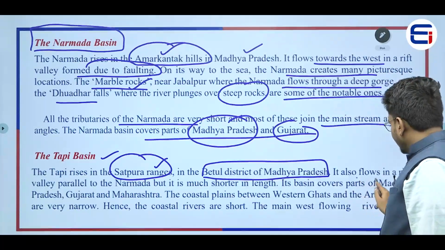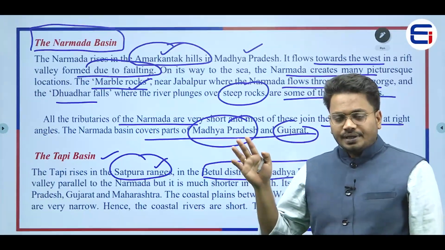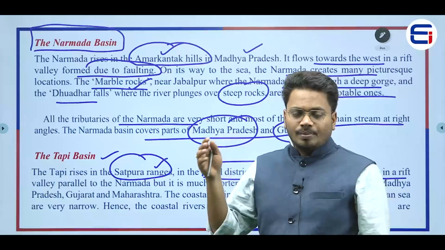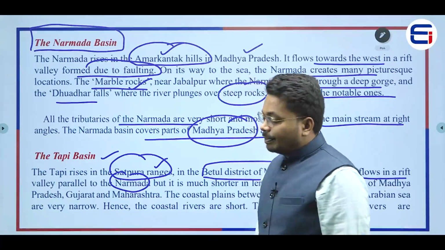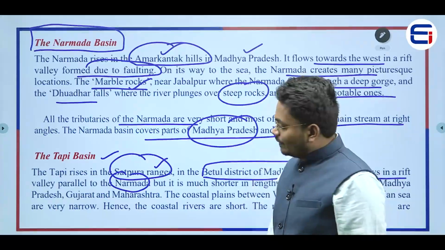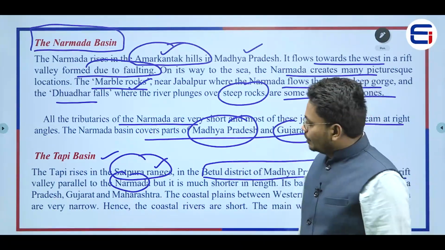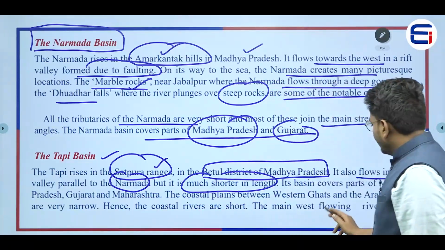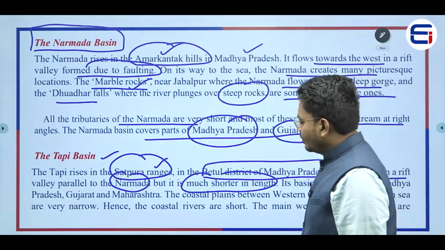And again, this river also flows parallel to the Rift Valley, right. The flow or movement of this river is parallel to the Narmada river. But the point here is, even though it flows parallel to the Narmada river in the Rift Valley, this river has a very, very shorter length. And if you see the basin, right, it covers parts of Madhya Pradesh, Gujarat and Maharashtra.